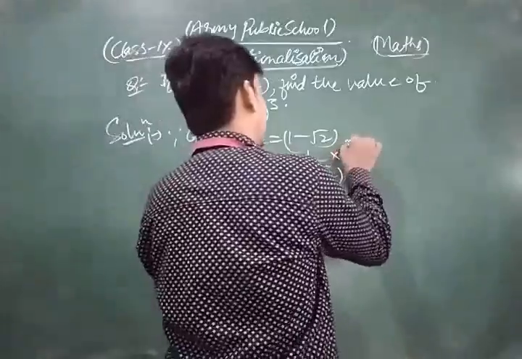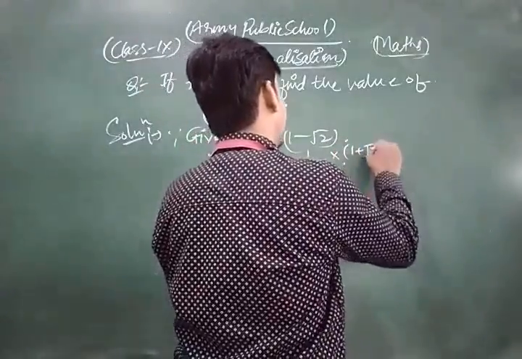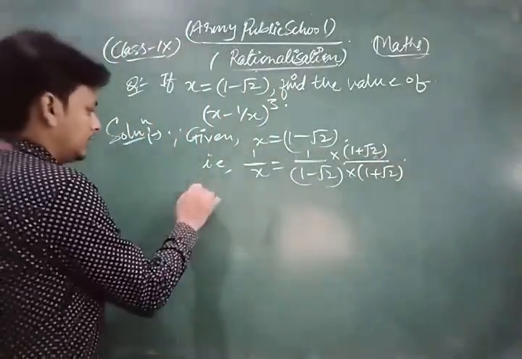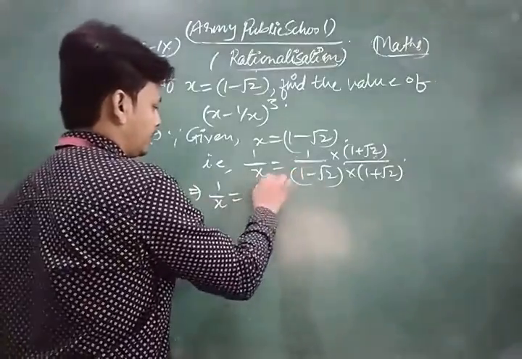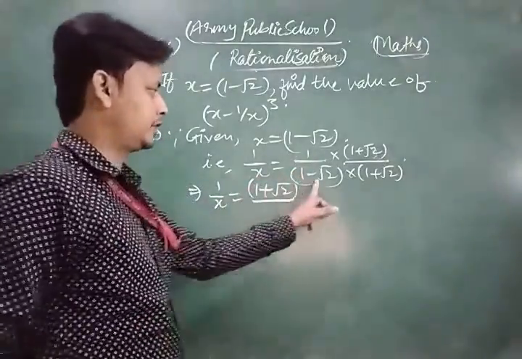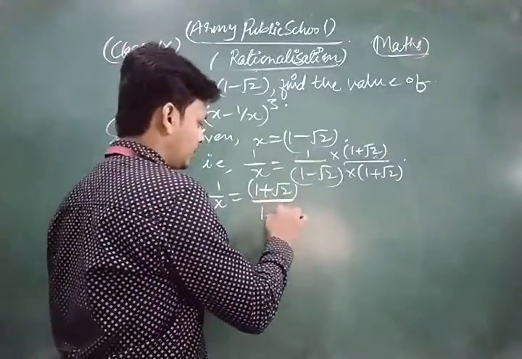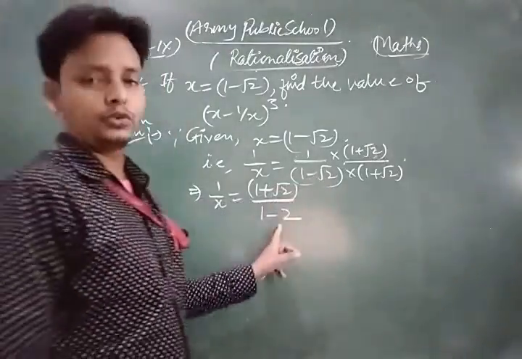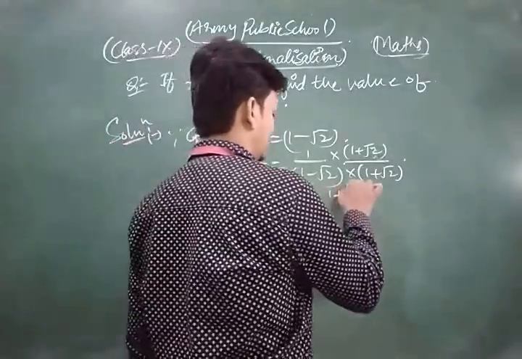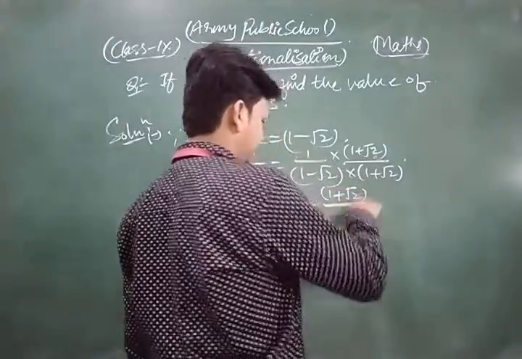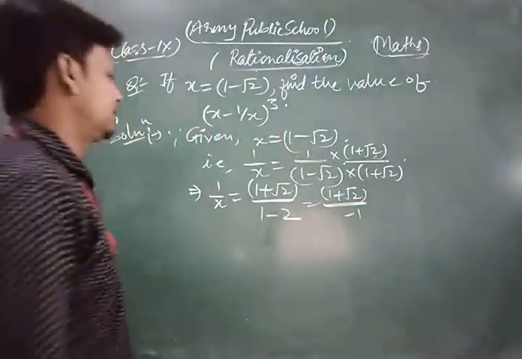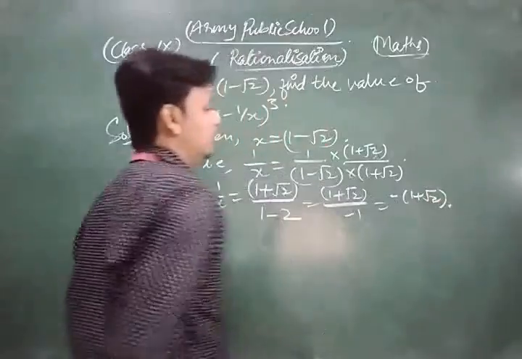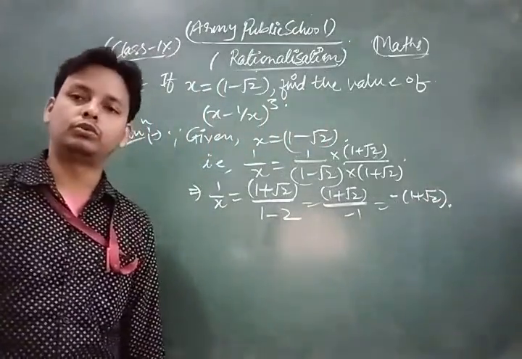Now we rationalize it. You must multiply both the numerator and denominator by 1 plus root 2. So we get 1 upon x is equal to 1 plus root 2 upon, this is of the form (a minus b) into (a plus b), that is a square minus b square. Root 2 square is 2, 1 square is 1. So we get 1 plus under root 2 upon minus 1. Means the value of 1 upon x is minus 1 plus under root 2.